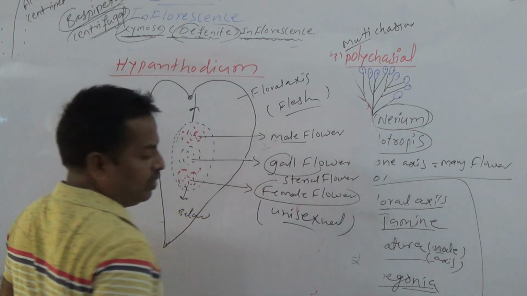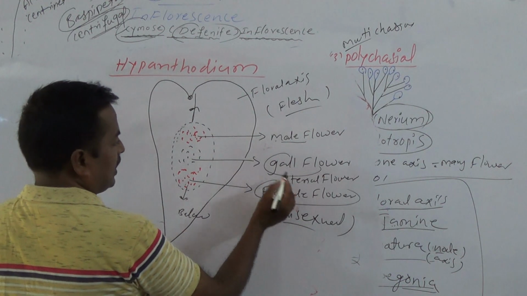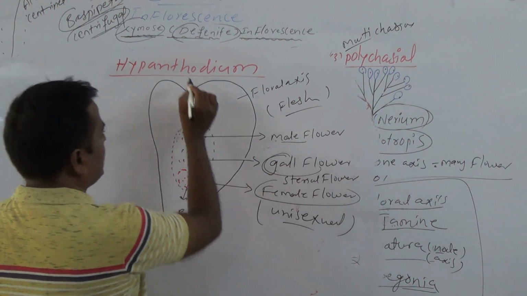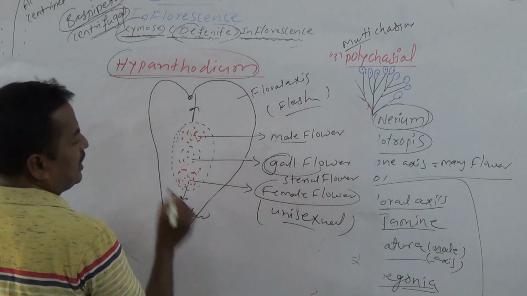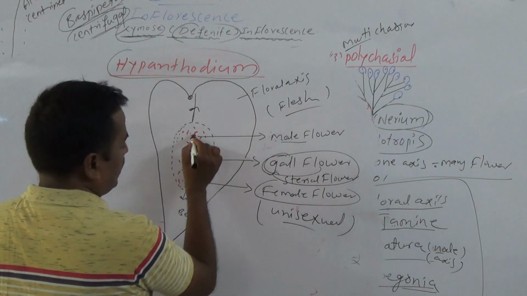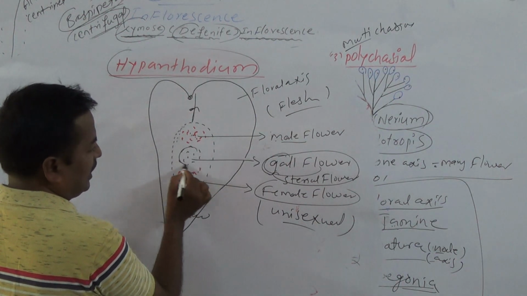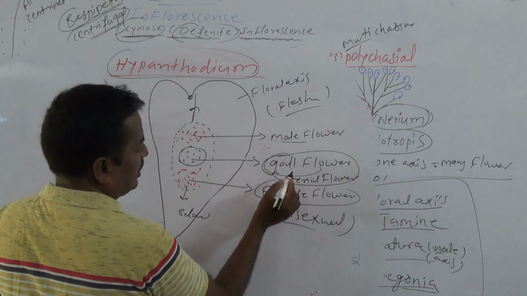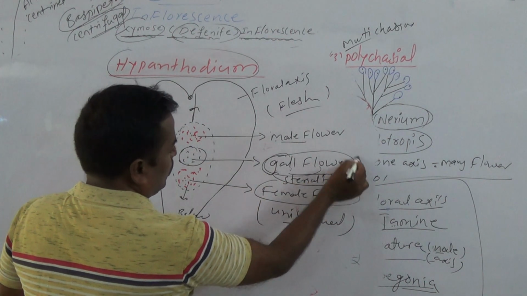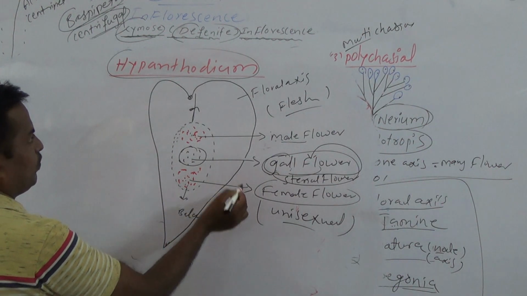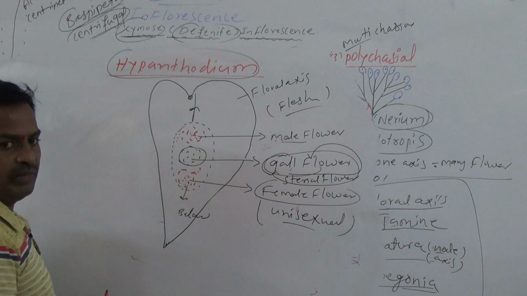No androecium, no gynoecium. That's why the blastophaga insect visits the inflorescence: to lay its eggs in the gall flowers. This male flower, this female flower, and in the middle the gall flowers. There is space like an ovary in the gall flower. That's why the blastophaga lays its eggs in the gall flower. For that purpose the blastophaga visits the Hypanthodium inflorescence.